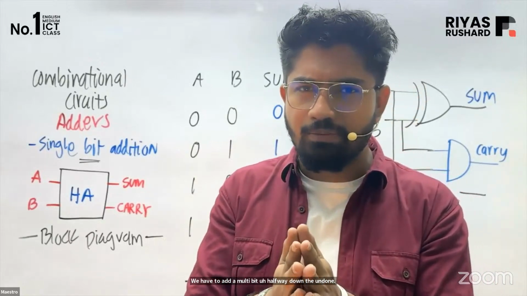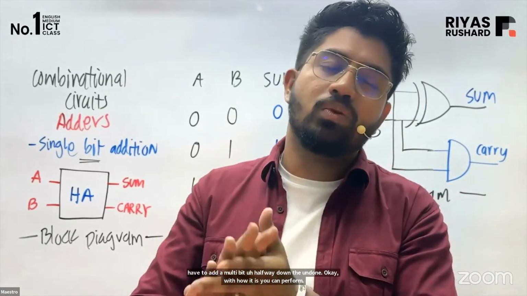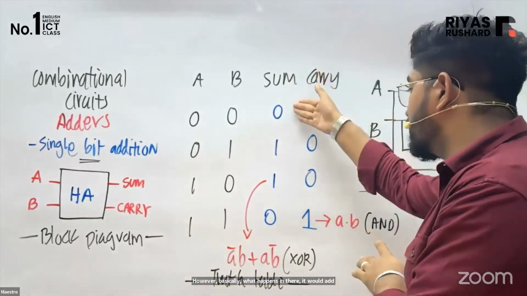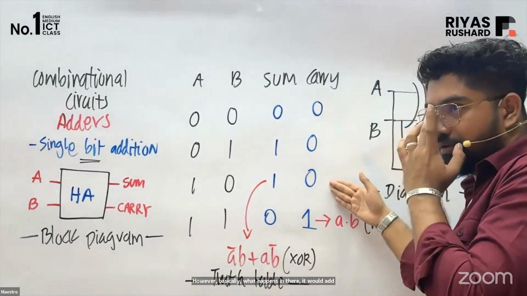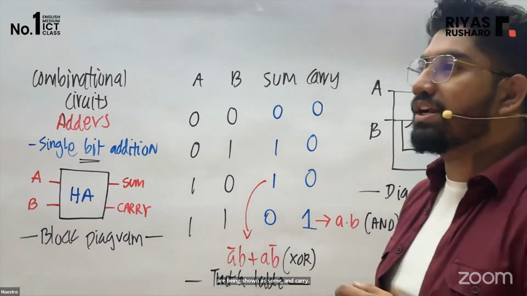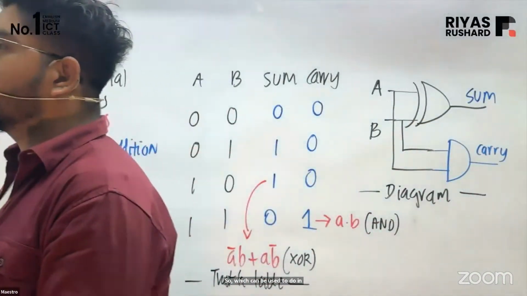Half adder, basically what happens in there, it would add two single bit inputs, and then the output would be stored in sum and the carrying value. These two outputs are shown as sum and carry, which can be used to do a small addition. Now open for questions.